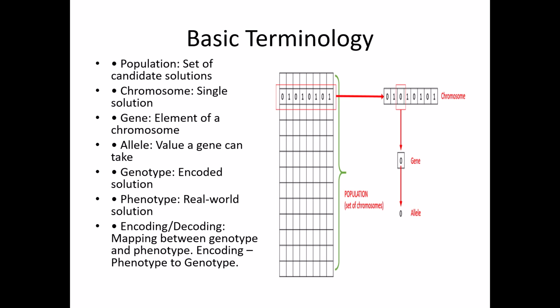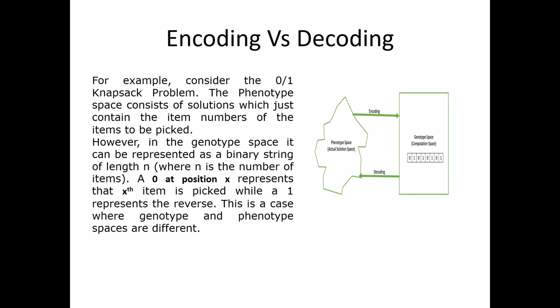Next is encoding and decoding. Encoding is the mapping between a genotype and a phenotype, and the reverse is decoding. A brief look at encoding versus decoding: for example, consider the 0/1 knapsack problem. In the knapsack problem, the phenotype space consists of solutions which just contain the number of items. We have a lot of items, and we have to pick which ones from the knapsack. That is the solution we need to derive. However, in the genotype space, it can be represented as a binary string of that length.